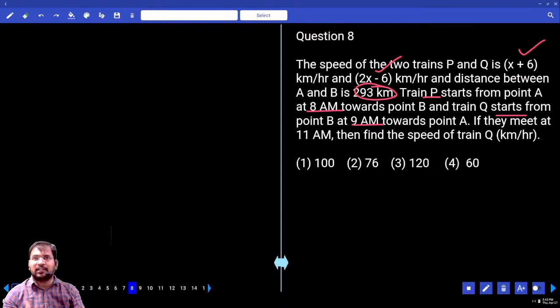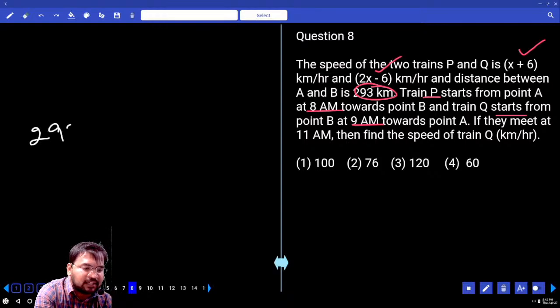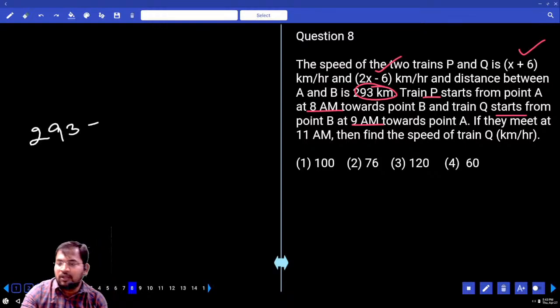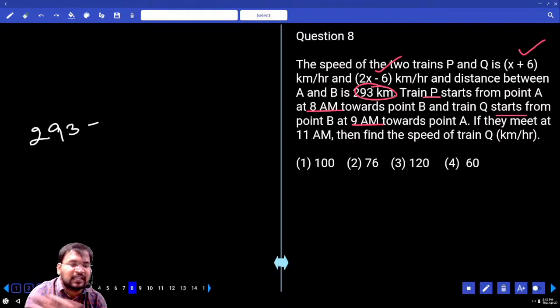First of all, you have to equate the timings. So, different timings, we have to make them the same. Clear? So the total distance is 293 kilometers. First of all, out of the 293 kilometers, you have to move the P train 1 hour first. P train speed is x plus 6.